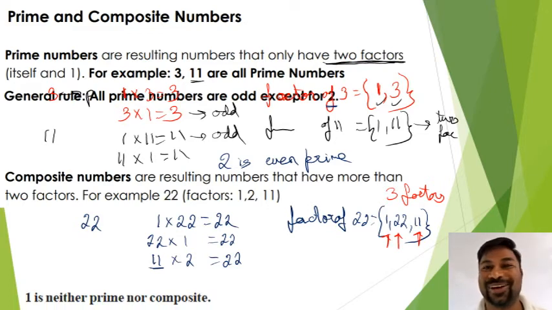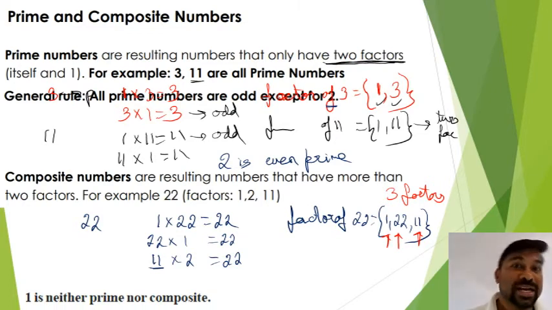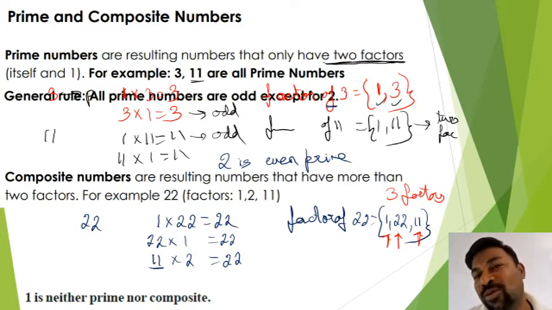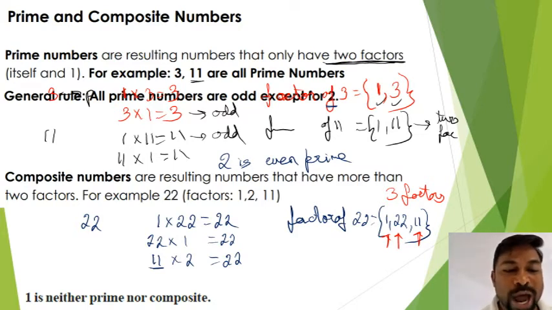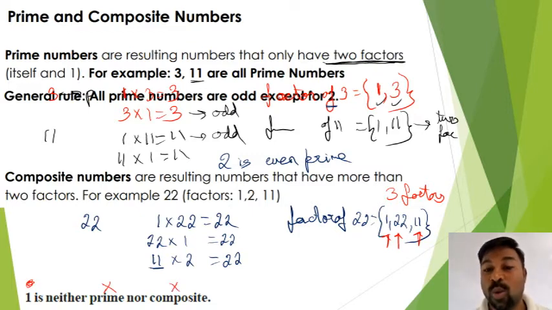What about 1? How many factors does it have? Does it have 2 factors? No. Does it have more than 2 factors? No. Then what do you say regarding 1? So please remember, 1 is neither a prime nor a composite. This is the one thing we have to remember. That's good. Hope you followed.